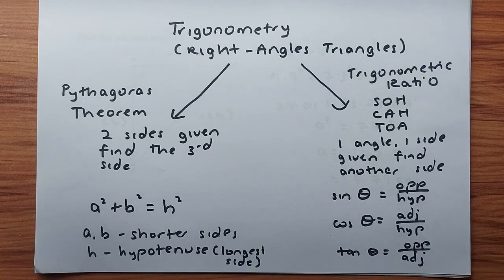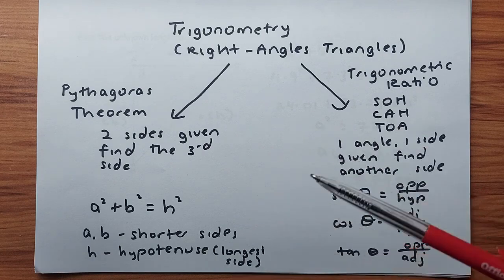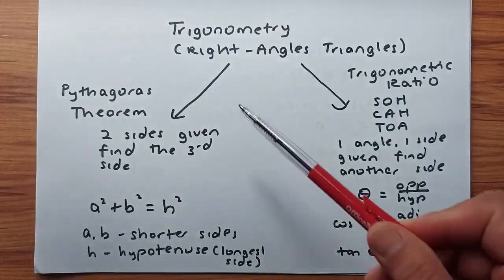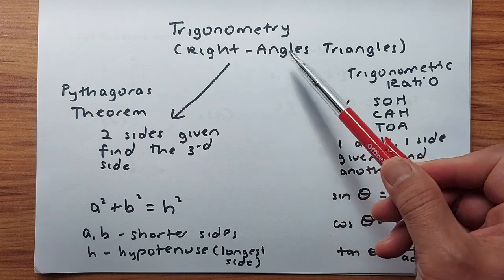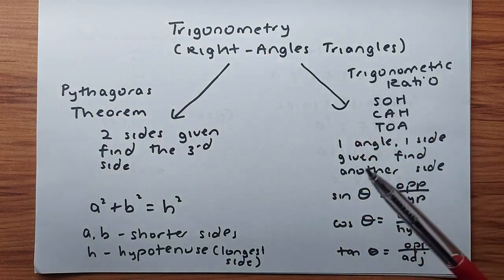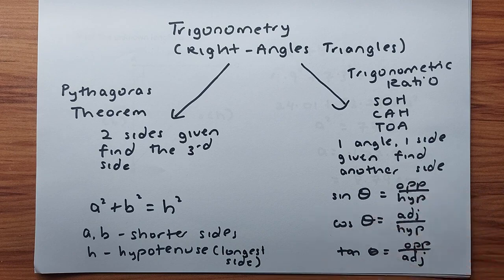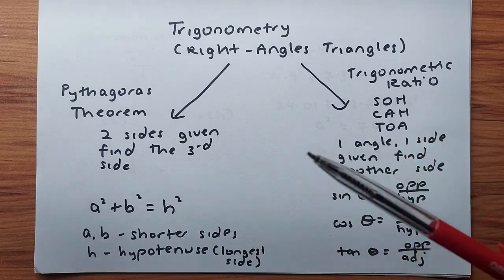Today we're going to do some revision on the year 10 as well as year 11 right angle triangles. In this topic we are going to look at trigonometry. For year 10 and year 11 the triangles that we're going to learn are right angle triangles. Only in year 12 will you learn non-right angle triangles. So in a right angle triangle, to solve angles or sides, there are two possible ways.